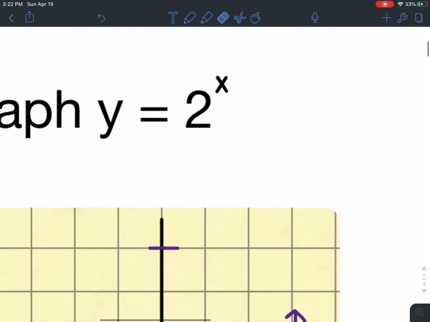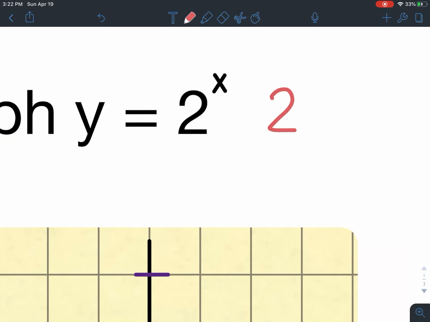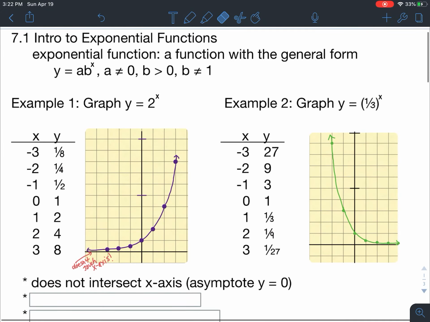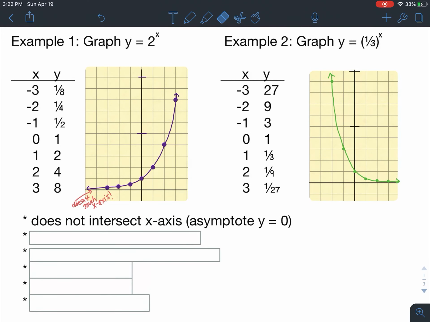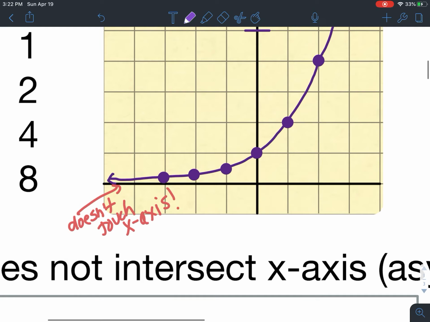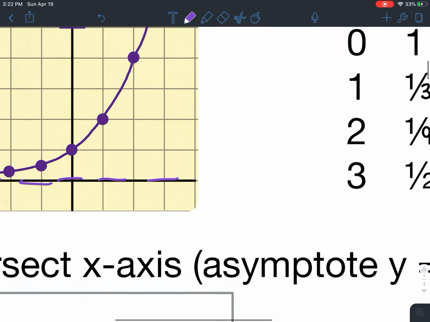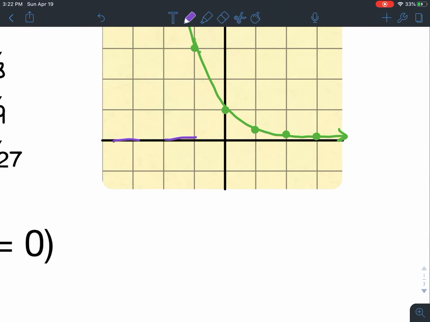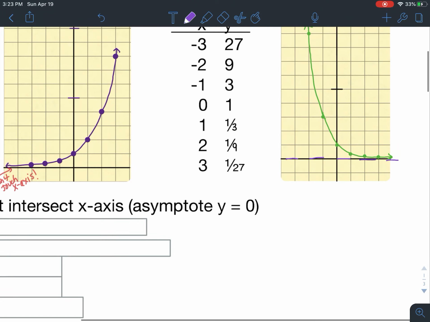But think about that. This is 2 to the x. Even if I put in a number like negative 1,793, I'm still never going to get 0 for an answer. I'm going to get very close to 0, but I'm not actually going to get 0. I can't get 0 from an exponential function, and that's why it doesn't intersect the x-axis. That's why there's an asymptote at y equals 0. We usually write asymptotes as dotted lines to indicate that the graph doesn't touch that line. So that's normally what people do.